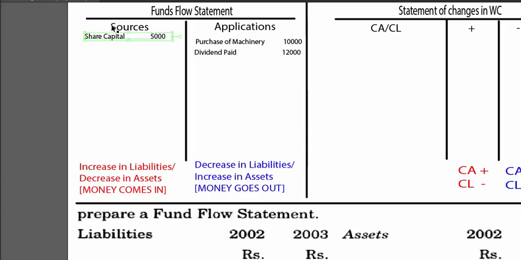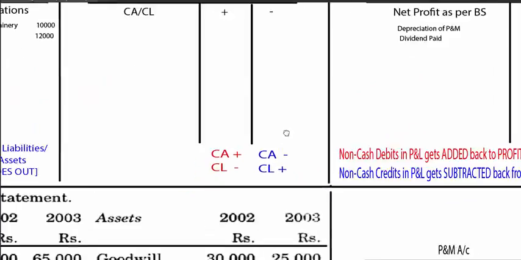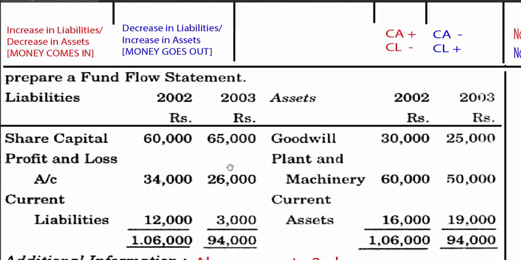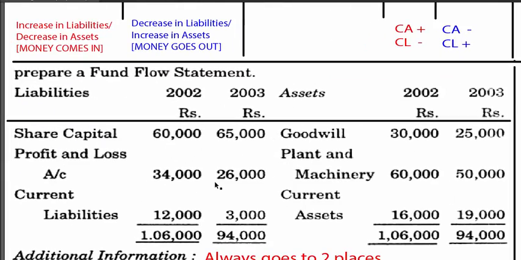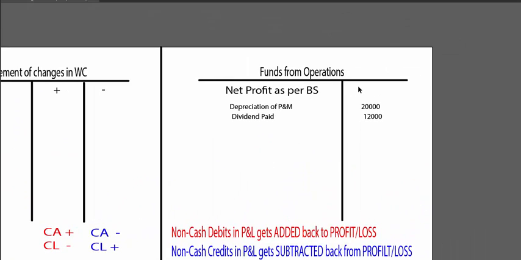Okay, and then what is the next item in the liability side? That is profit and loss account. In profit and loss account, it goes to the funds from operations. It's the starting of funds from operations. The opening balance is 34,000, closing balance is 26,000. So if you subtract the current year 26,000 minus 34,000, you get minus 8,000. So we actually start with the loss. We start with a loss of 8,000.